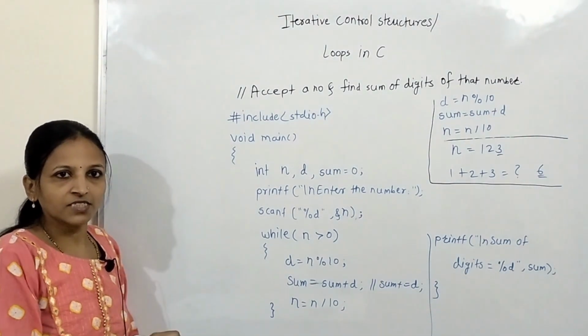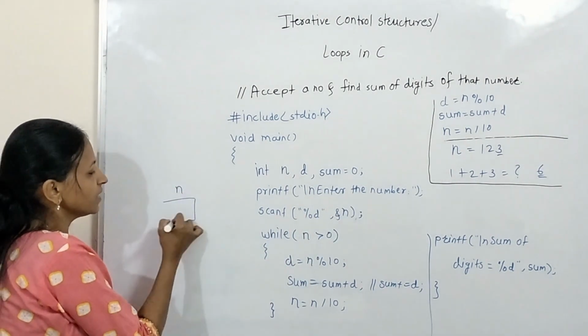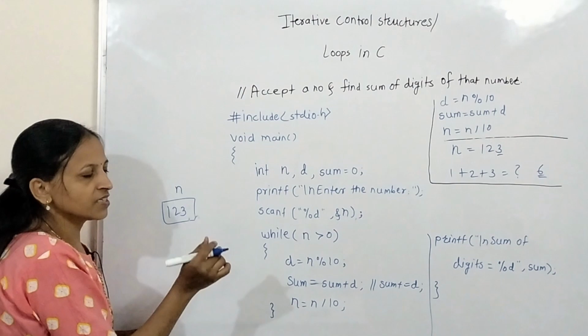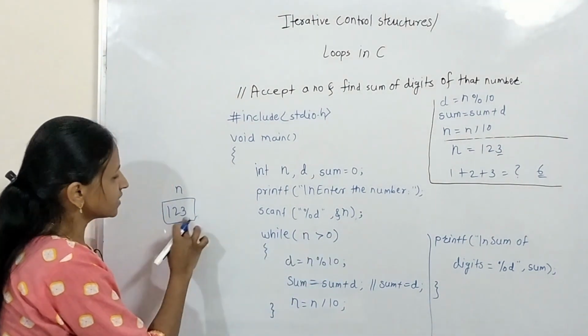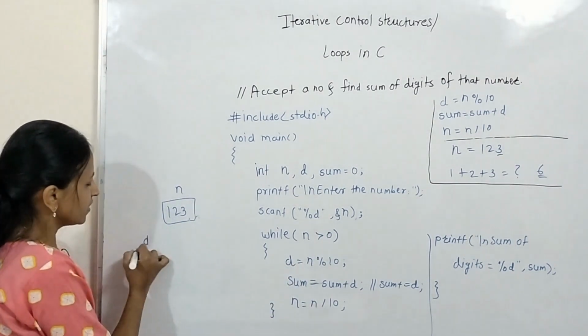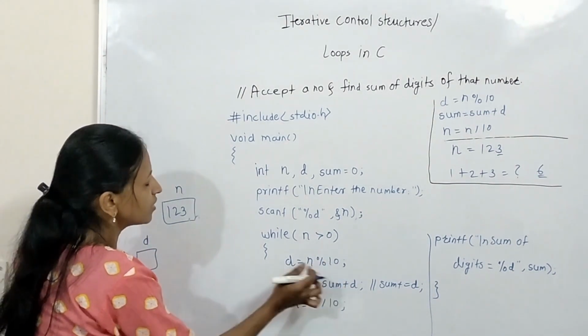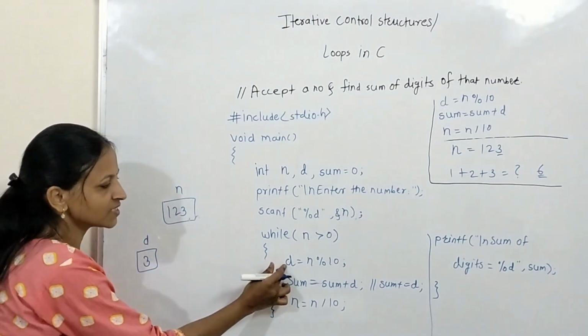Now again we will see the execution. See here, initially the value of n, let it be 123. Suppose the user has entered the number 123. Control will come here. Is n greater than 0? Yes, it is true. Now here d initially has some garbage value. d equals n modulus 10. What is the value of n modulus 10? That is 3, which will get stored inside this d.